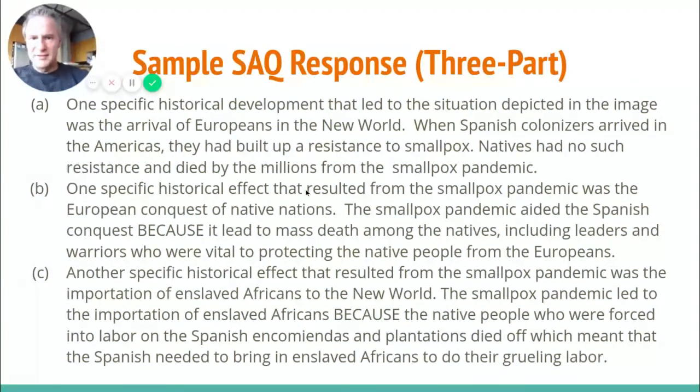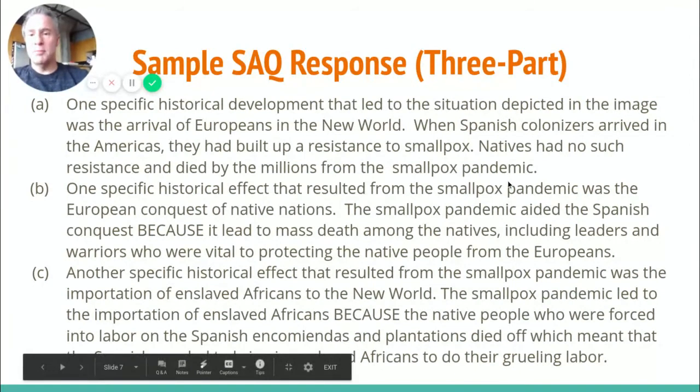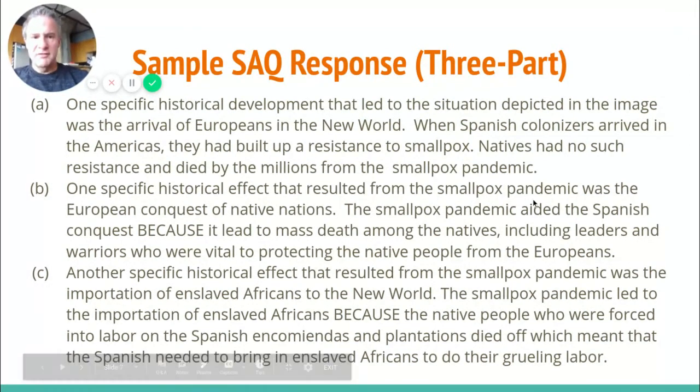The second one is the historical effect. And you'll notice that I'm just pulling straight from the prompt to start off my sentence. Another historical effect of the smallpox pandemic I mentioned up there is that the Europeans were able to conquer the native people. And I explained that occurred because of the massive death among their leaders and their warriors, which weakened their nations overall.